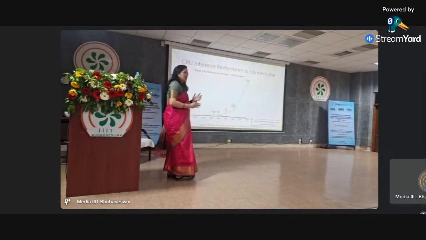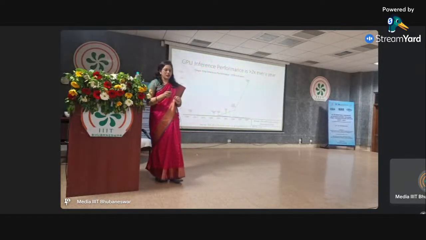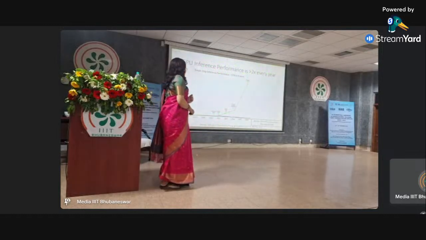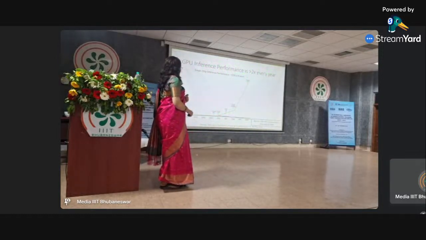So what magic happened, or how did it become a possibility? The answer lies in, as we can see, Maxwell, where the throughput was 7, and in Pascal, it became 21, almost a 3x improvement. That happened because of NVLink, which supported GPU to GPU communication.